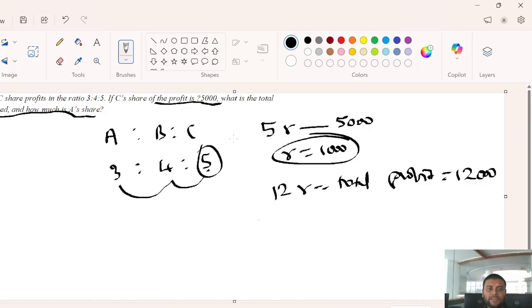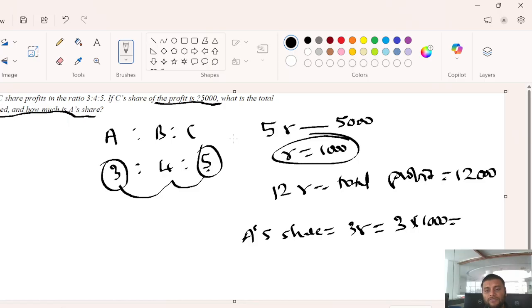Similarly, they are asking for A's share. A's share will be whatever the ratio representing A, guys. So 3 is the ratio representing A. I can say 3 ratio is the A share. 3 into 1 ratio value is 1000. So 3000 rupees is the A share. And total profit in that business is 12,000 rupees.